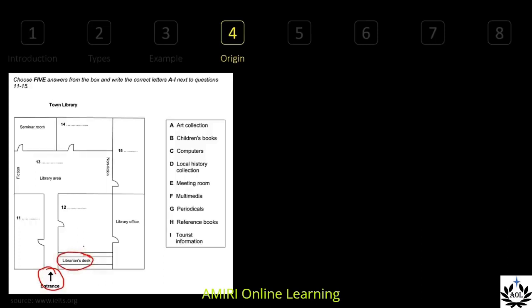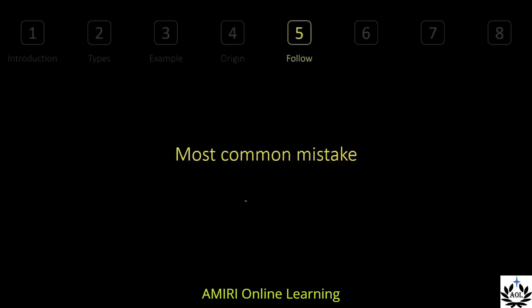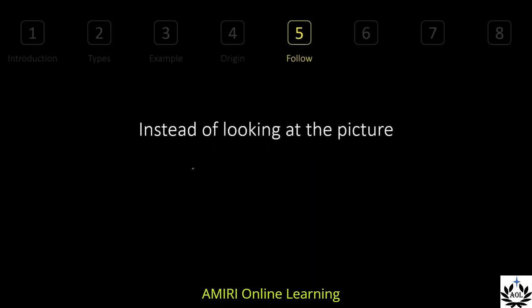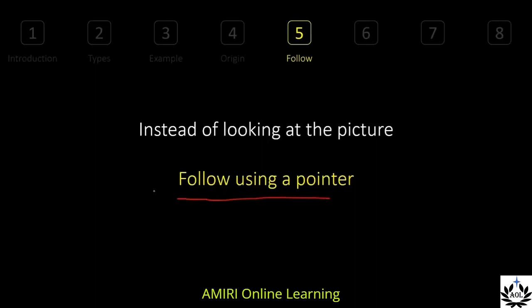Pay close attention to the initial part. That's really important. Okay. Now the second one is the most common mistake: people don't follow the instructions. Instead, they look at the picture. What do I mean by looking at the picture? They don't even put a pencil or their finger on the paper or the screen. What they do is they just look at it as if they have visual memory. They don't. So please use a pointer to follow the image.